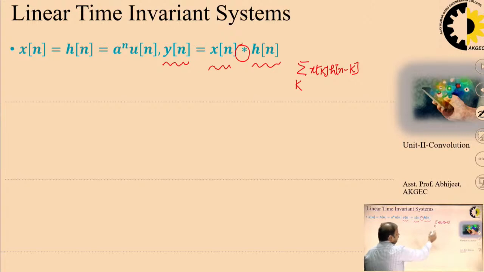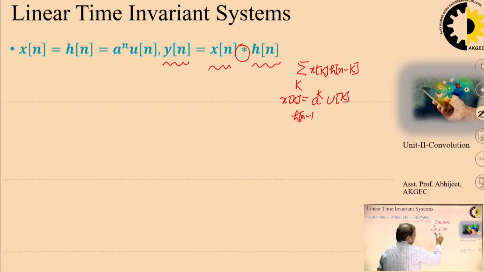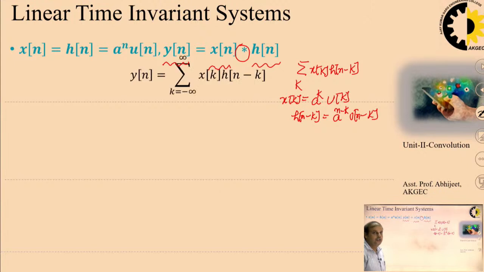So I will write x of k. x of k can be written from x of n, because if x of n is like that, x of k becomes n replaced by k, which means a raised to the power k and u of k. And similarly, h of n minus k can be evaluated by replacing n by n minus k. So it will be a raised to the power n minus k and u of n minus k. Correct. So this is the operation.